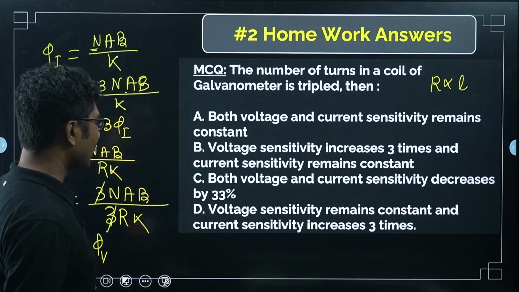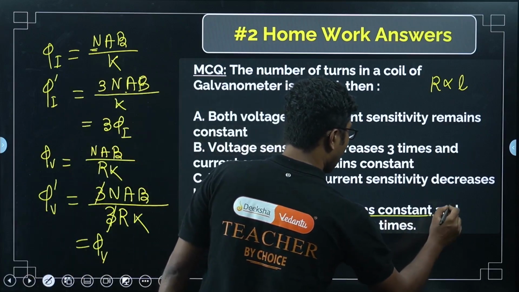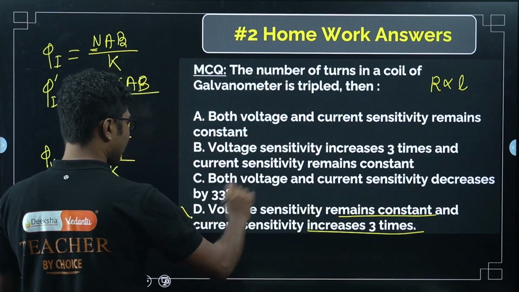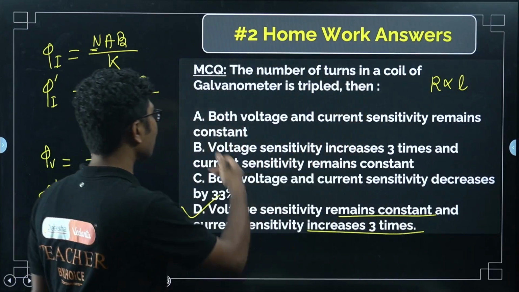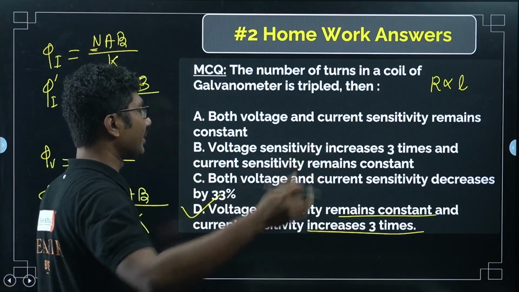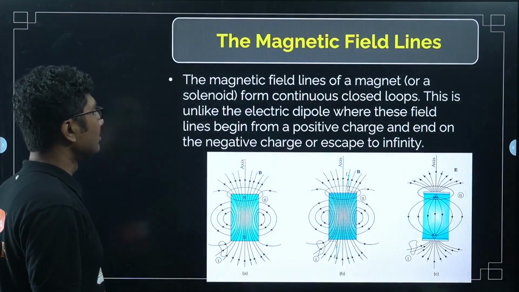Okay, so the correct answer is voltage sensitivity remains constant and current sensitivity increases by 3 times. So this is the correct option. Be careful while answering such questions. Most people will answer that voltage and current sensitivity remain constant. Some people will say both of them will increase 3 times. No. Okay, now let's move on.